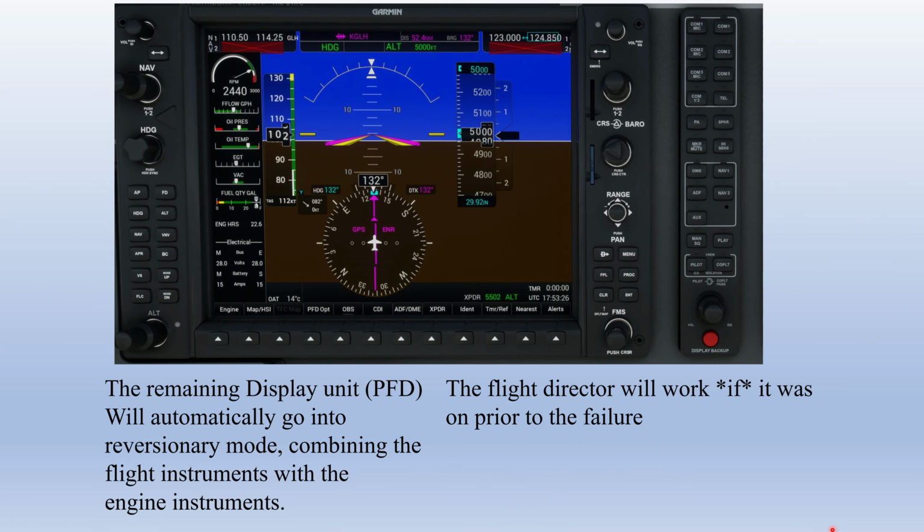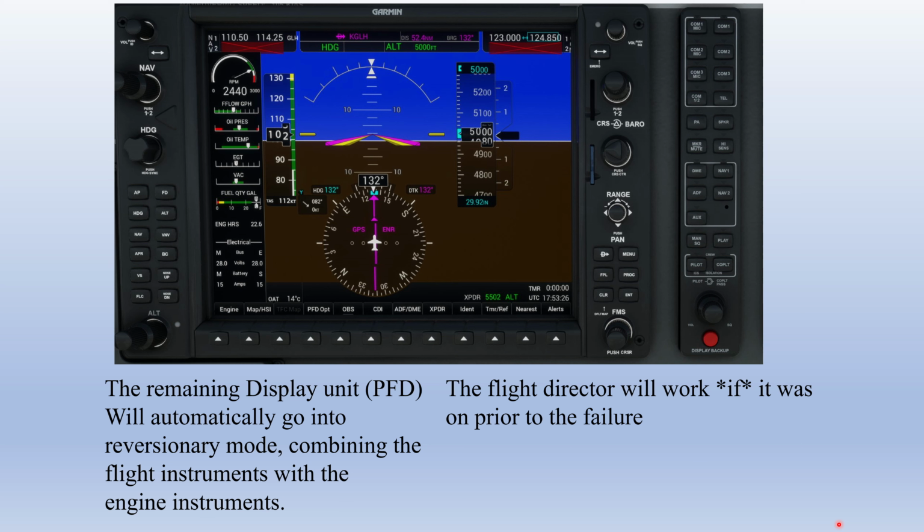When you lose a display unit on the G1000, the remaining display automatically goes into what's called reversionary mode. This mode consolidates the flight instruments and engine instruments on the operative display. If the system fails to go into reversionary mode, you can use this red display backup button at the bottom of the audio control panel. But there's currently not a situation in Microsoft Flight Simulator where automatic reversion won't work. And if you press the display backup button when the displays are displaying normally, it will not do anything. It'll stay in the normal mode. So there's really no reason you would need to use this button in Microsoft Flight Simulator.